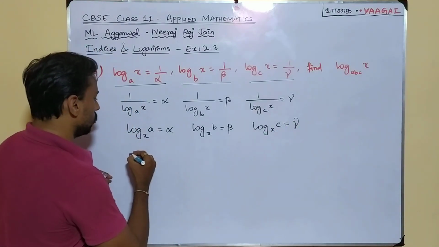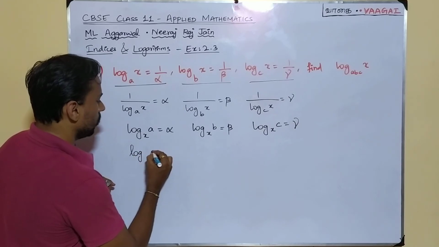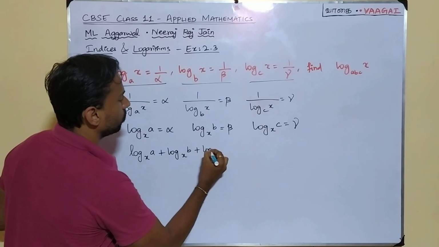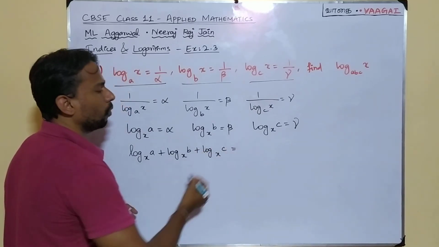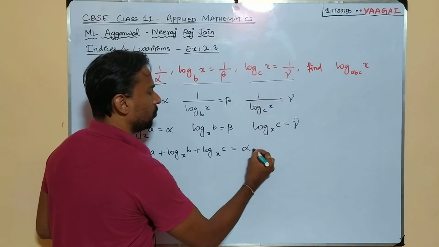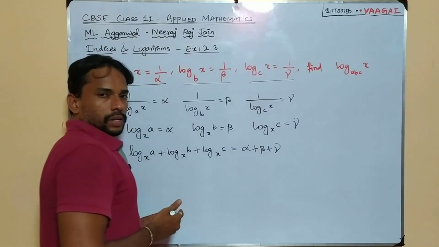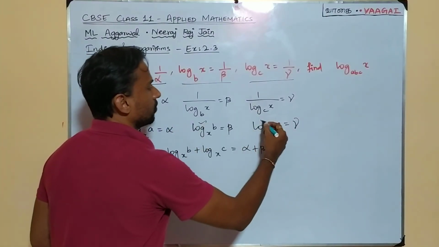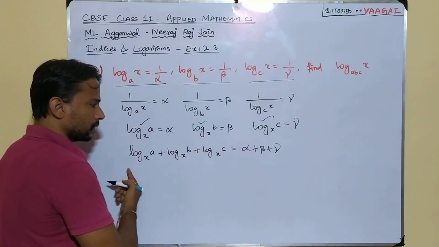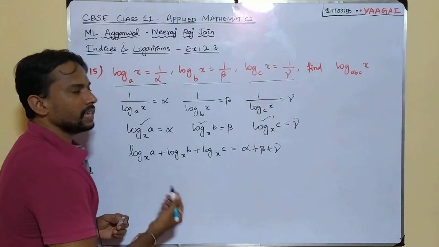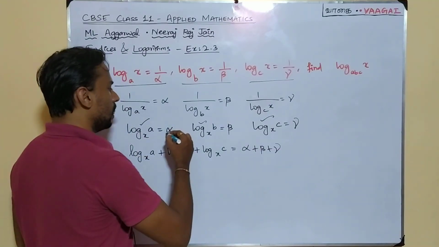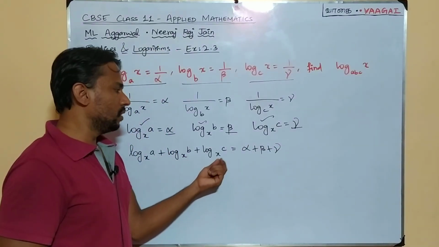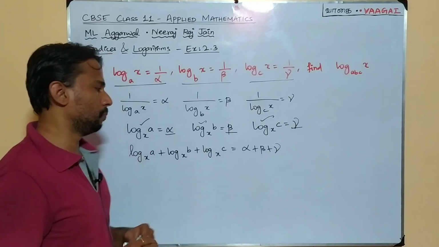When I add the values, we will get log of A to the base x plus log of B to the base x plus log of C to the base x is equal to, and the right hand side will become alpha plus beta plus gamma. See here, I am just adding all the left hand side values, left side, left side, left side, so we have log, log, log, and on the right hand side we have alpha plus beta plus gamma. That's it, simple.